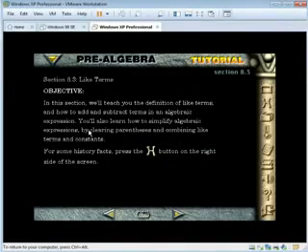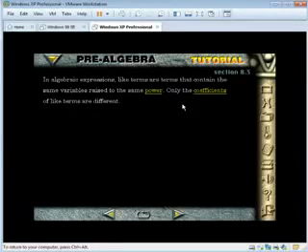Section 8.3, Like Terms. In this section, we'll teach you the definition of like terms and how to add and subtract terms in an algebraic expression. You'll also learn how to simplify algebraic expressions by clearing parentheses and combining like terms and constants. In algebraic expressions, like terms are terms that contain the same variables raised to the same power. Only the coefficients of like terms are different.